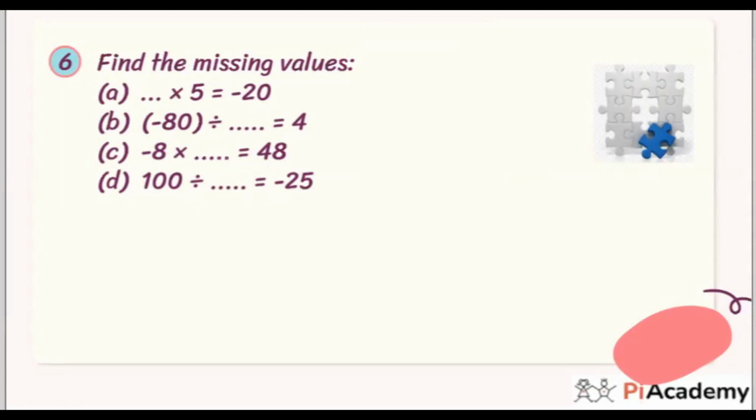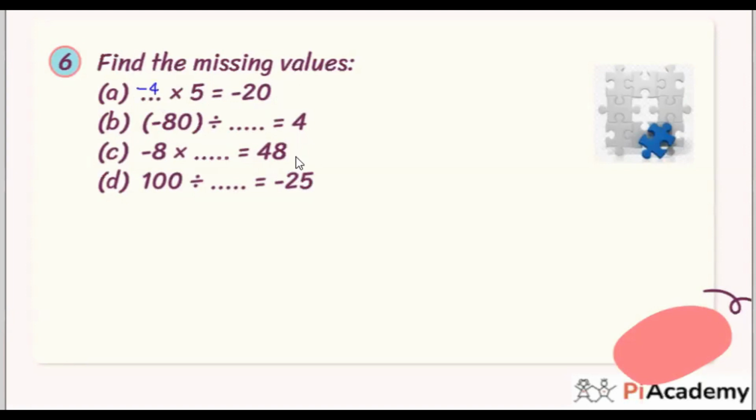Okay. So this is easy. Tina, can you please answer me the first question? What number can I multiply with 5 to get minus 20? Minus 4. Yes, minus 4. That is absolutely correct. Excellent, Tina.